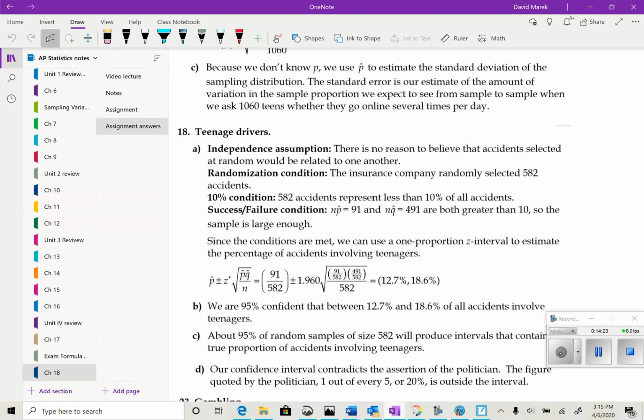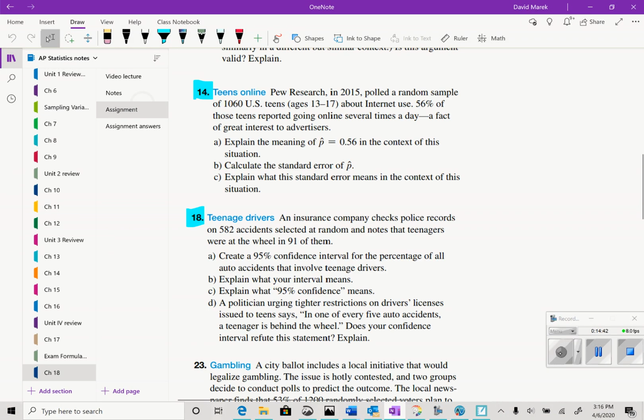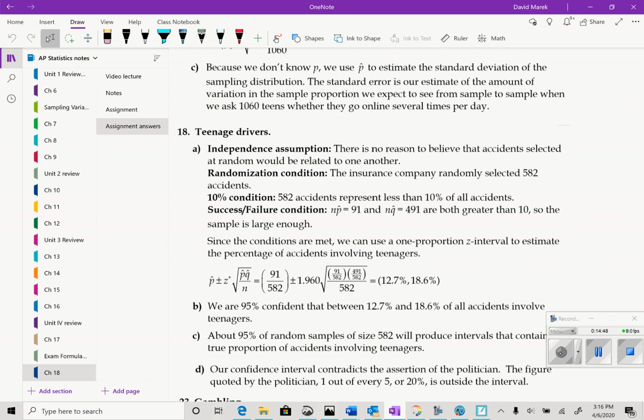Are they independent? Well, okay. Of the accidents selected at random, yeah, there's nothing that indicates one would be related to another. The insurance company randomly selected. I do believe they mentioned that. They selected at random. So that condition is met. 582 accidents definitely represents less than 10% of all accidents in the United States.